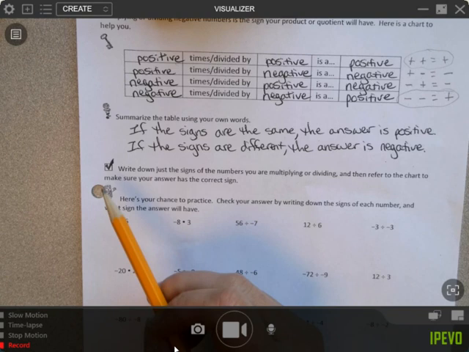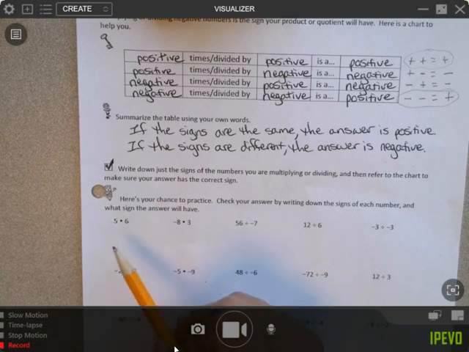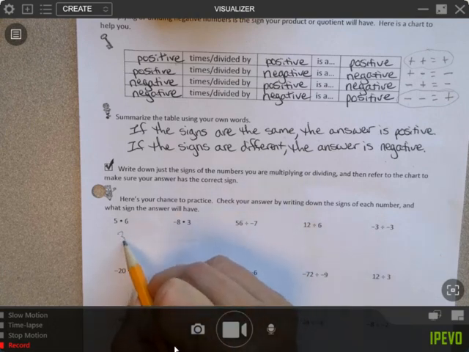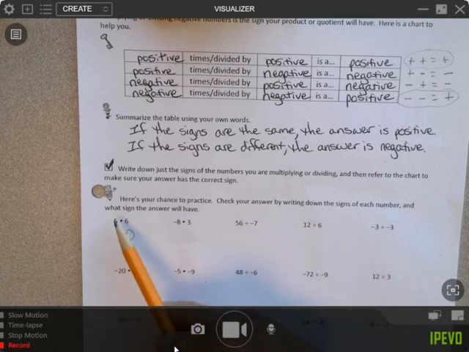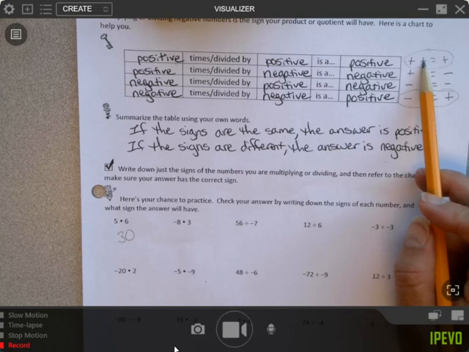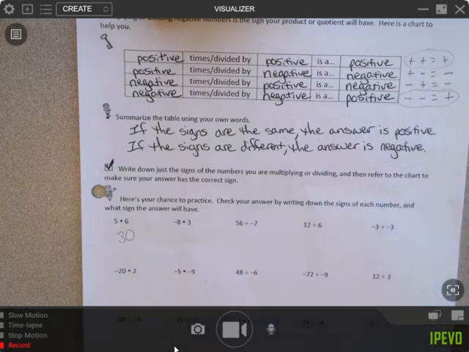So if we look at 5 times 6, what is the math of 5 times 6? Emma? 5 times 6 is 30. So then I look, okay, I have a positive and a positive. My answer is going to stay positive.